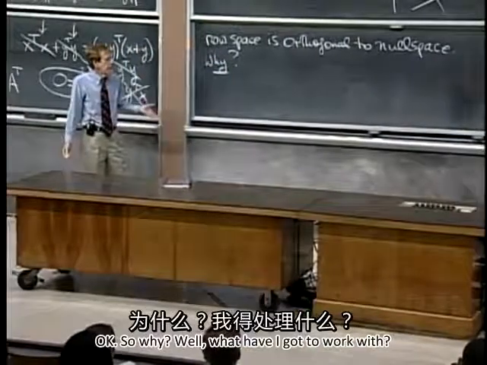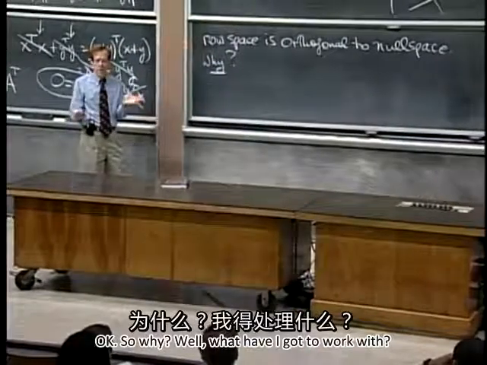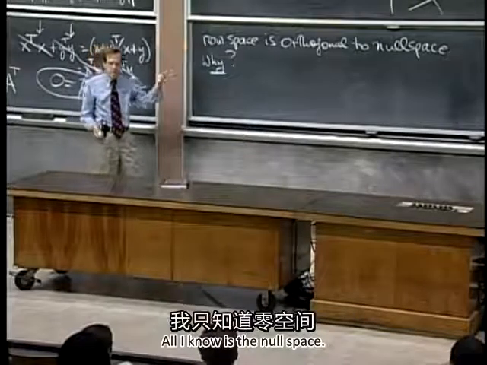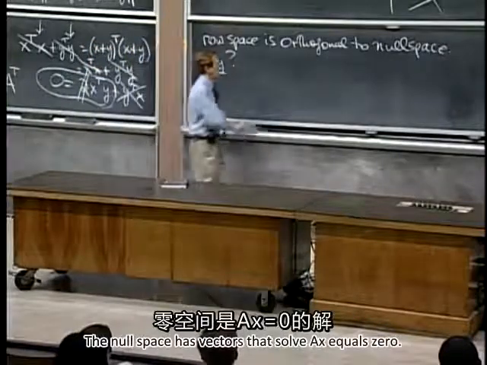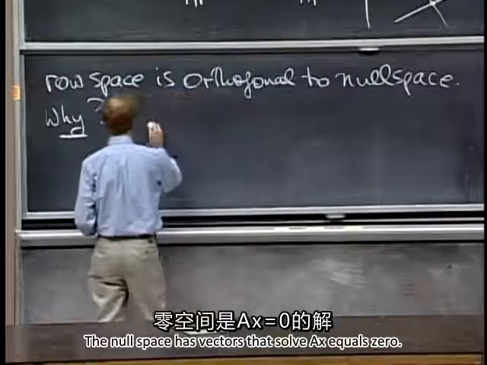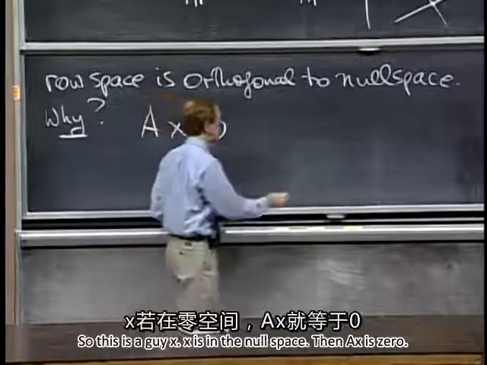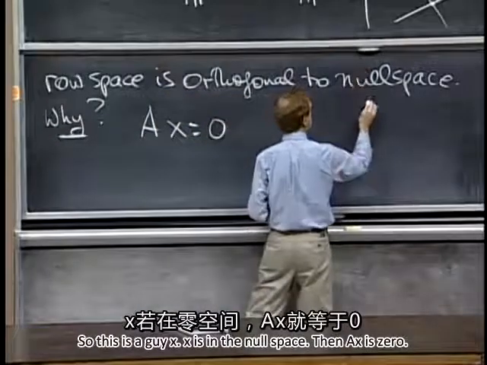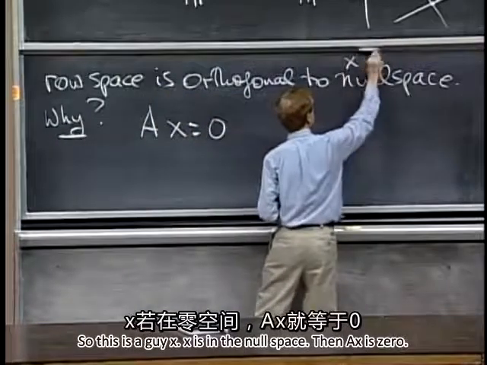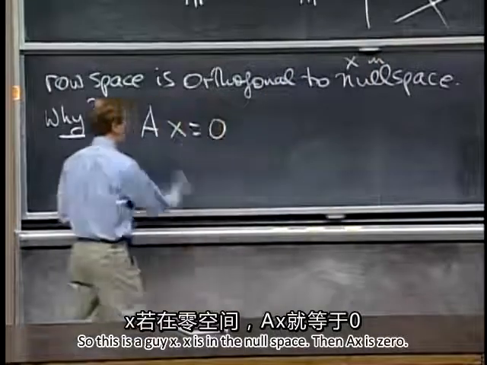Well, what have I got to work with? All I know is the null space. The null space has vectors that solve Ax equals 0. So this is a guy x. x is in the null space. Then Ax is 0.